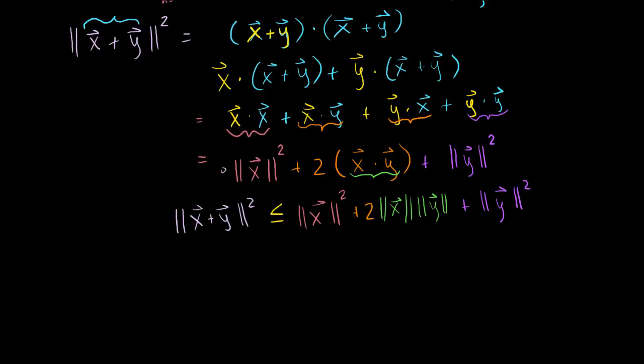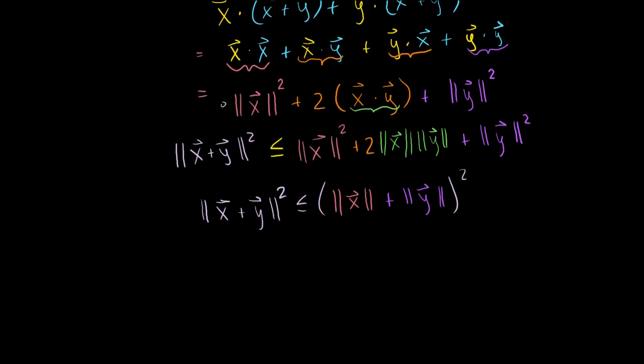This term on the right-hand side is the exact same thing as the length of x plus the length of y, everything squared. If you just square this out, you'll get x squared plus 2 times the length of x times the length of y plus y squared. So the length of our vector x plus y, squared, is less than or equal to this quantity over here.